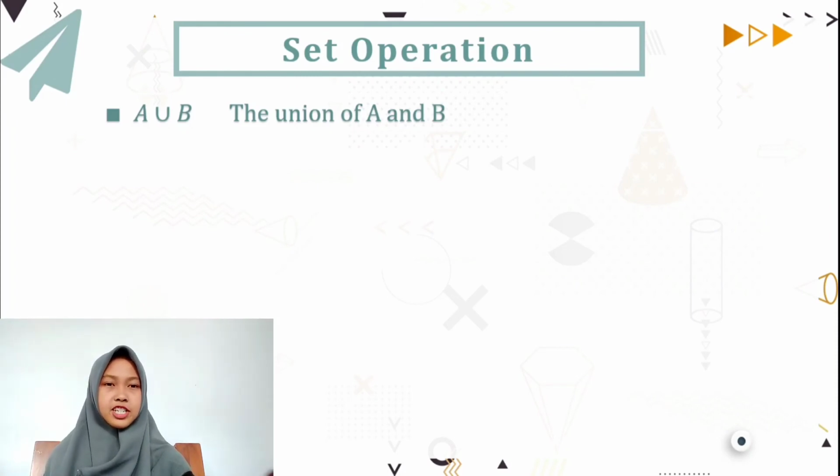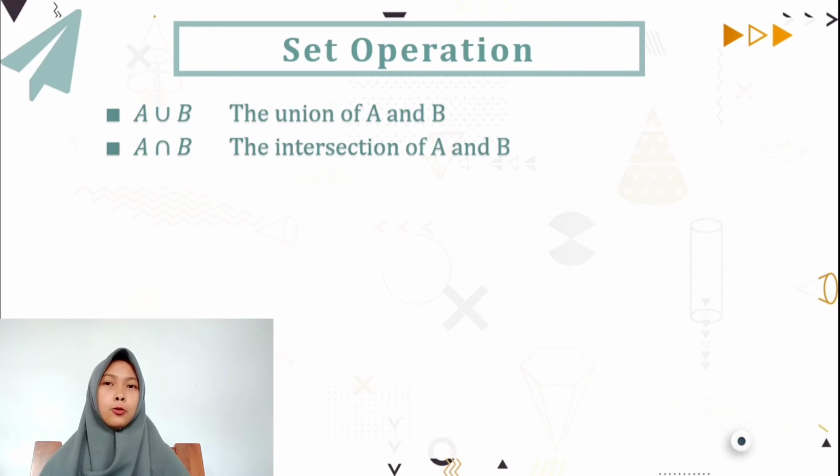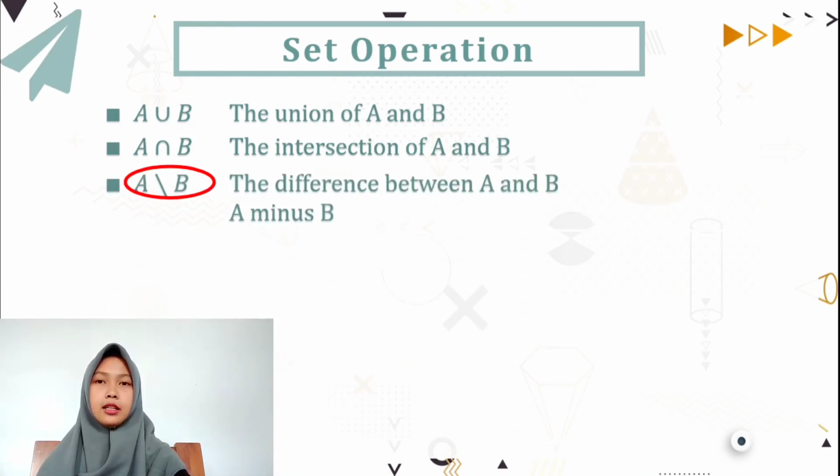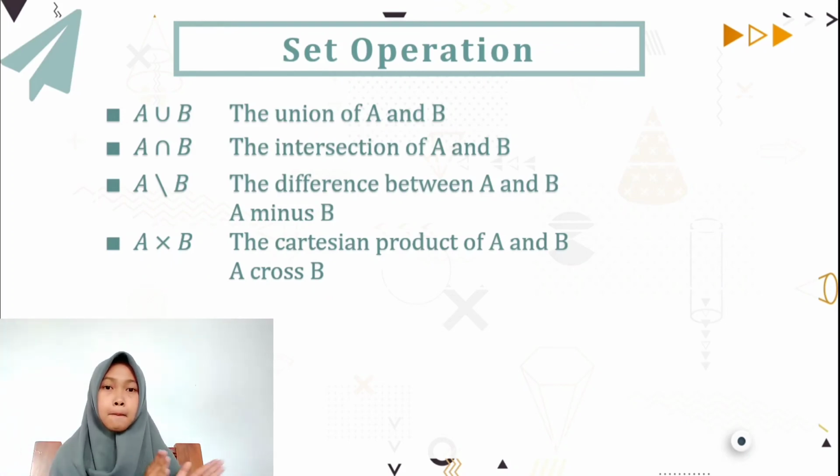This is the set operations. The first symbol can be read as the union of E and B. And then we can read the intersection of E and B. And then this we can read as the difference between E and B, or E minus B. And then this we can read as the Cartesian product of E and B, or E cross B.